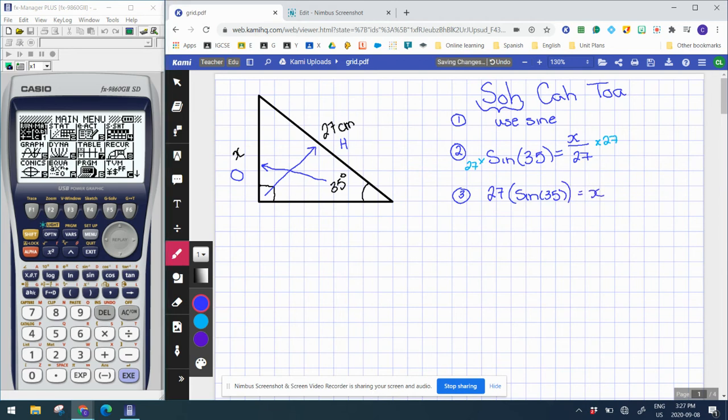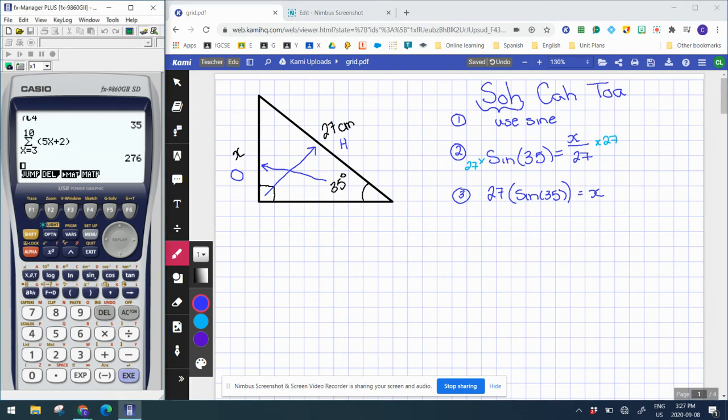So if we go over to our handy dandy calculator over here, we're going to go into our run math. We are going to go 27 times sine 35 and hit enter. So we get the answer of 15.48.